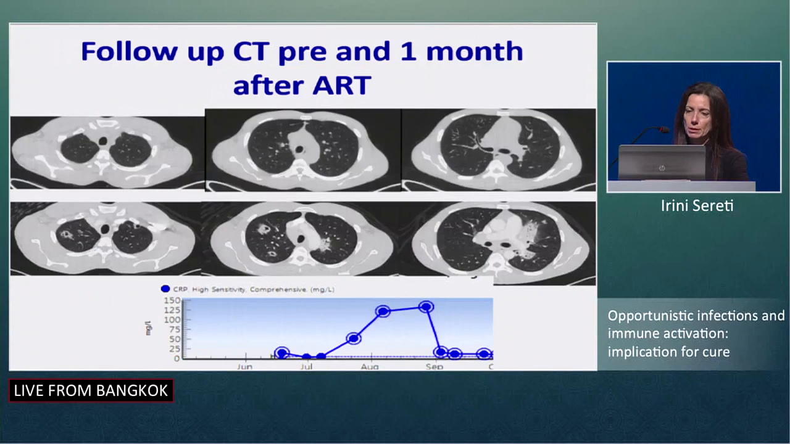We did a repeat chest CT. On top is the CT prior to antiretroviral therapy initiation. He had some very small pulmonary nodules, and now you see that they are larger, and there is also cavitation. And this is the C-reactive protein that, as I told you, had gone way above 100.